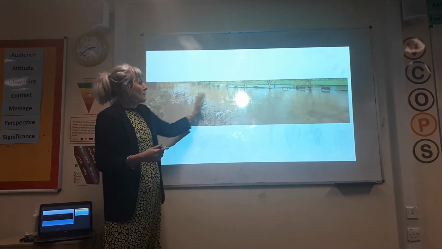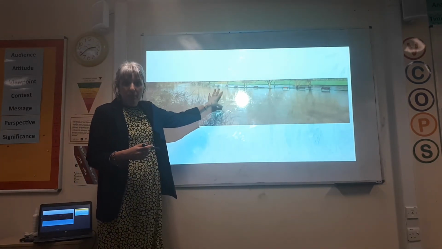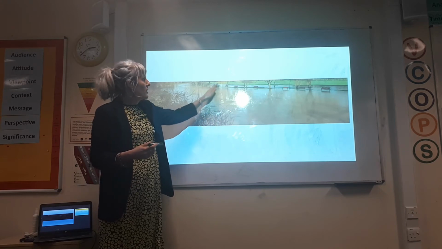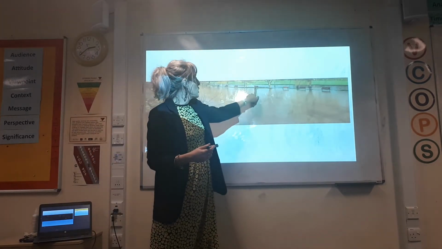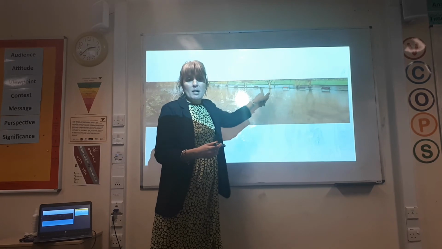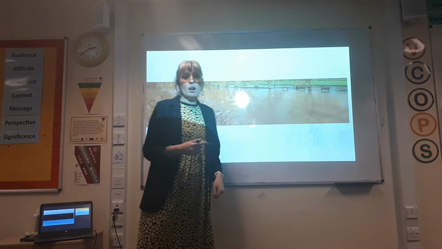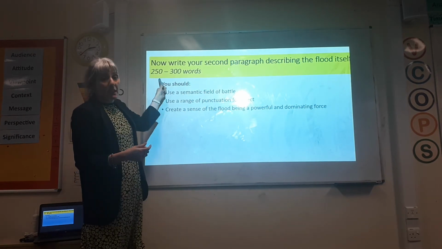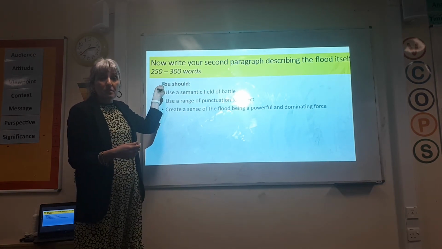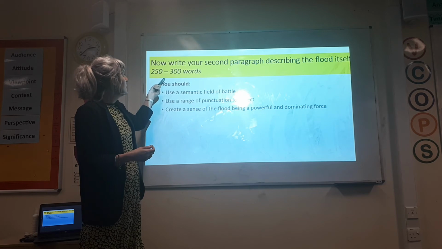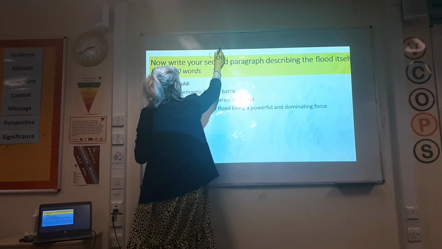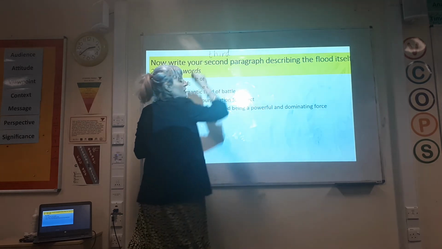So here we are back to the image. This is the section we're looking at. You're going to write paragraph 3 of your writing today, focusing on how the flood has dominated, how it's overwhelmed, how it's been victorious, and how it's triumphed over the land. So the same as the last 2 paragraphs, we're looking at 250 to 300 words. Should say third, sorry, that's my editing error. You've done 2 marvellous paragraphs already.